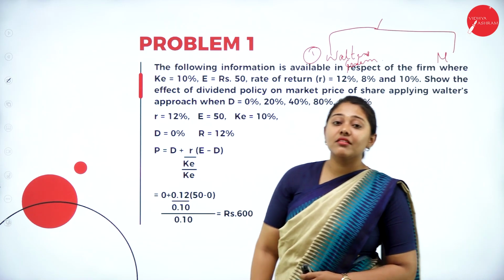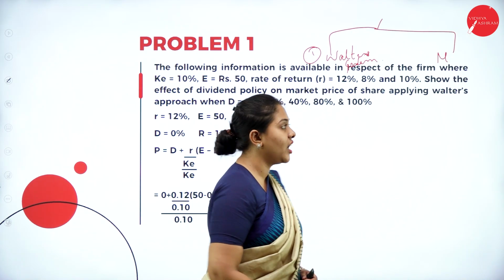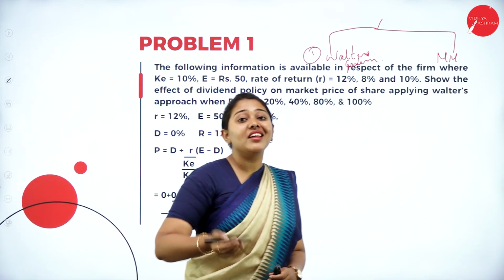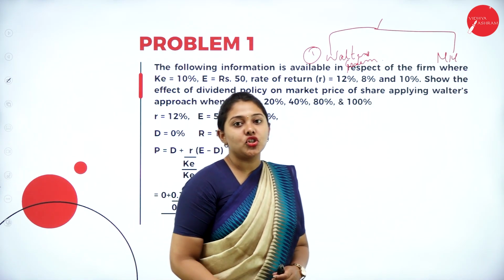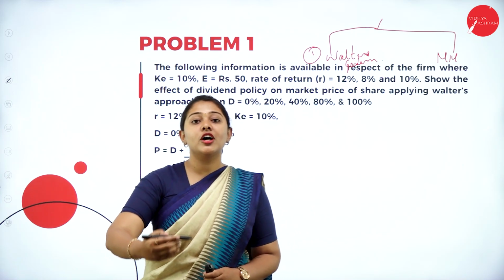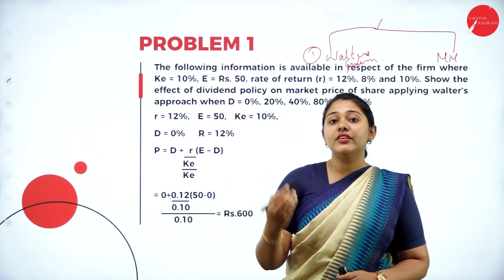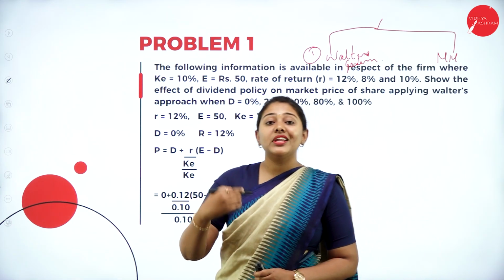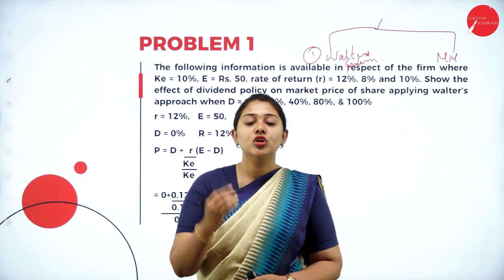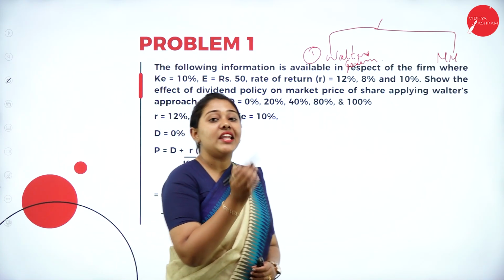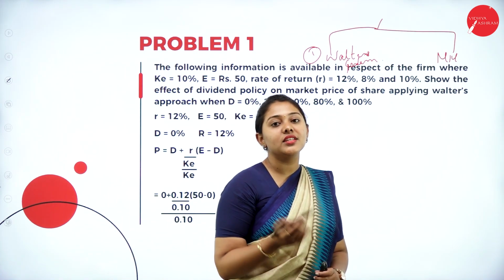The irrelevance approach theory is the Modigliani-Miller approach, the MM approach. It says the dividend is irrelevant to the decision. Whatever dividend the company decides to issue, that doesn't affect the value of the firm. So let us discuss all the theories one by one.